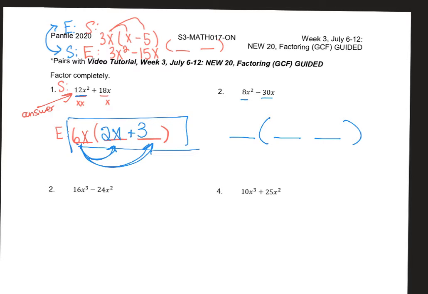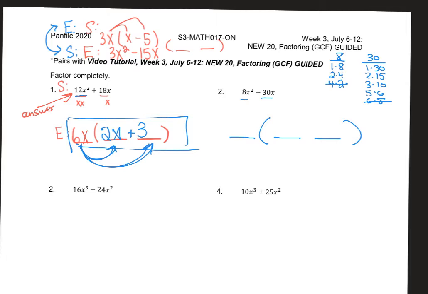So factors of 8. And again, if you really wanted to practice with the factors, 1 times 8, 2 times 4. My next one is 4 times 2, which is done because it's a repeat. Now my factors of 30: 1 times 30, 2 times 15, 3 times 10, 4 doesn't work, 5 times 6, 6 times 5. So I cross that one out because it's a repeat.